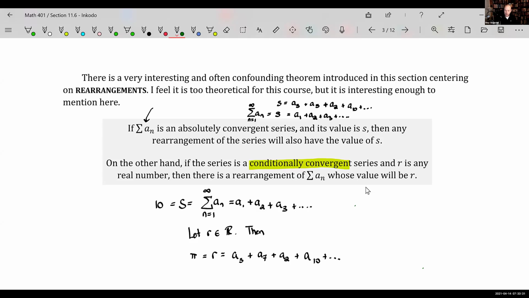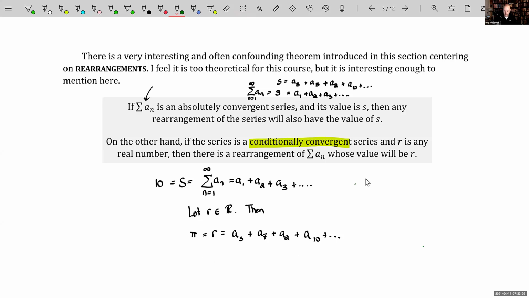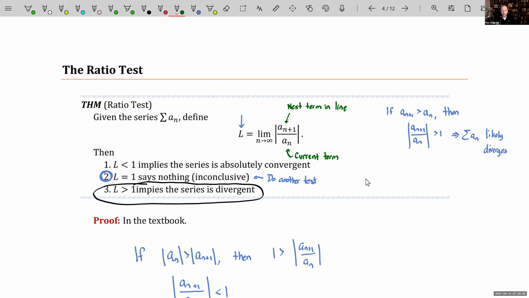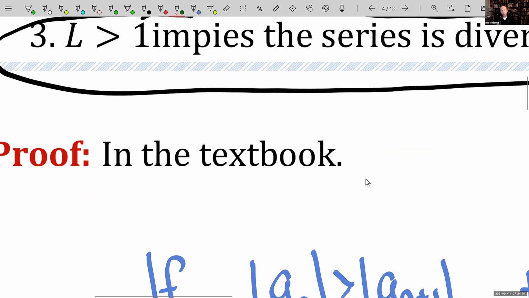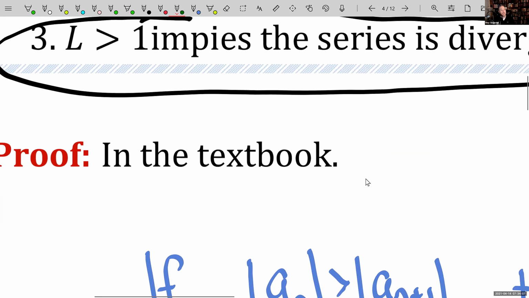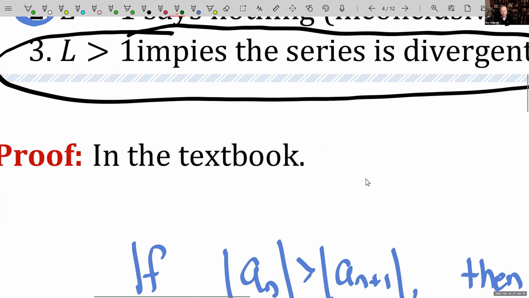All right. And so we did that yesterday, or Monday. And then we went into the ratio test. The ratio and root tests have the same condition, which is that you take this limit as n goes to infinity. The ratio test takes the ratio of the next term in line to the current term. If the next term in line is greater than the current term in absolute value, that means that limit will be greater than 1, which means the series is growing, and so our series will diverge.